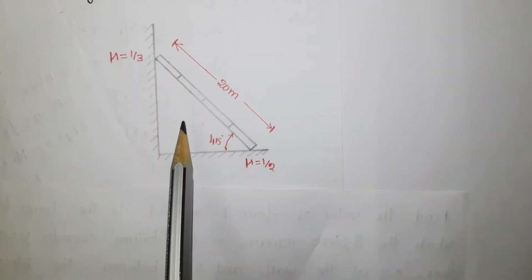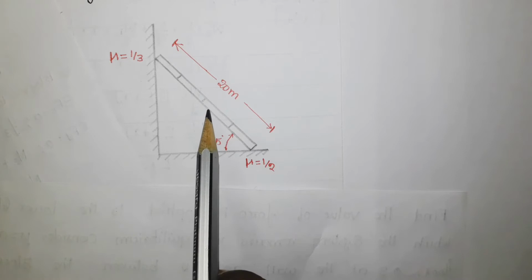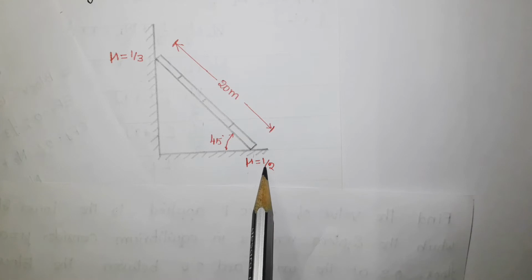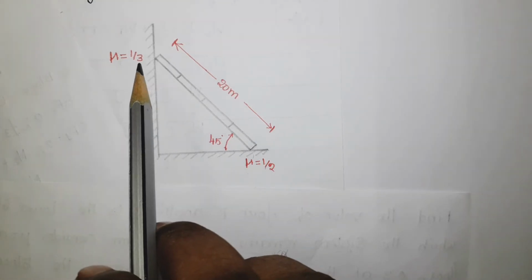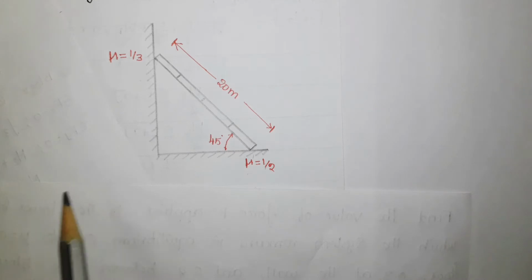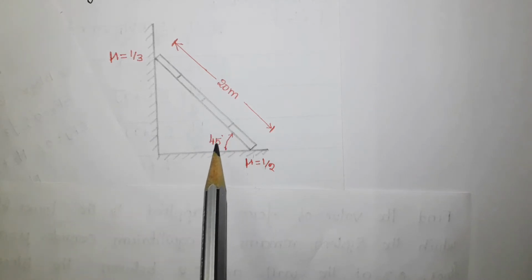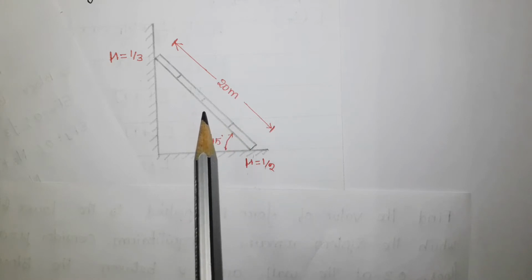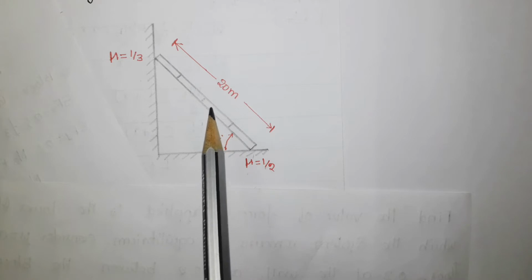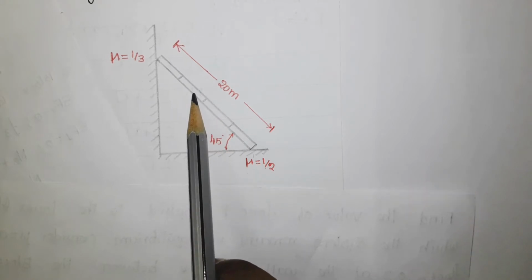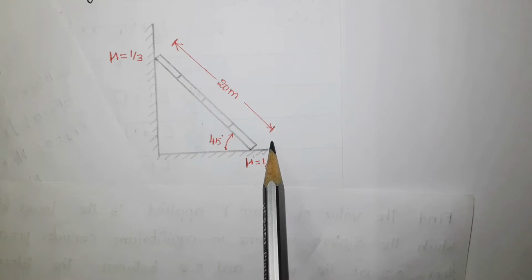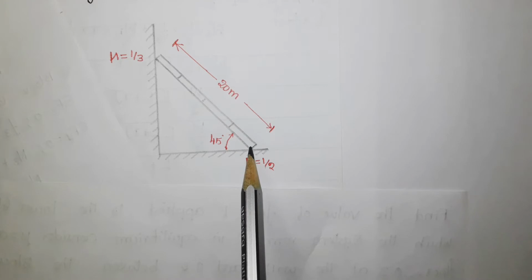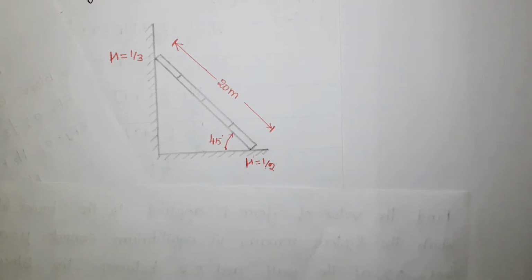So here is the given system where this is the ladder which is resting on a floor where the coefficient of friction is 1 by 2 and which is resting against a wall where the coefficient of friction is 1 by 3, and if we look at this angle it is 45 degree. Now the condition is a man whose weight is half of this ladder climbs on the ladder. At some point along this ladder the ladder gets slipped. We have to find that distance from the bottom, the point where the ladder gets slipped.